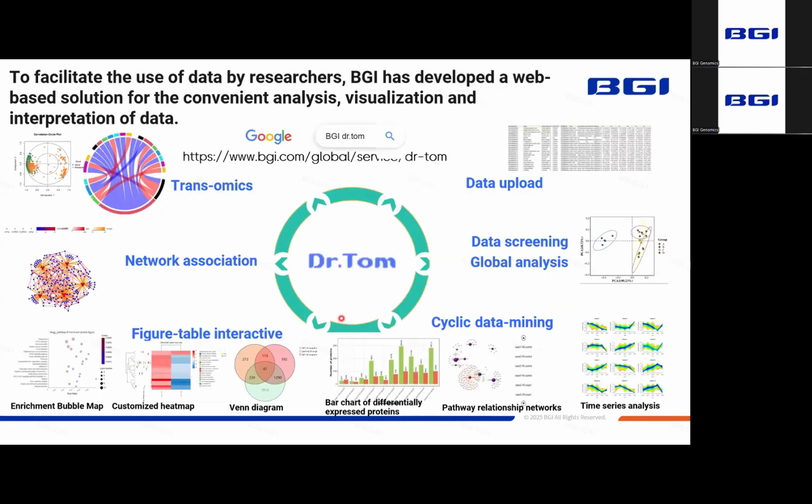Talking about so many tools, if it's still too much scripting for our researchers to run through the data analysis, BGI provides a web-based solution for the convenient analysis, visualization, and interpretation of data. Your omics data from RNA, protein, and metabolites can be uploaded to the platform and finish all the analysis I just mentioned before. In each map, like the volcano map, you can click to get the information of the metabolites you are viewing.